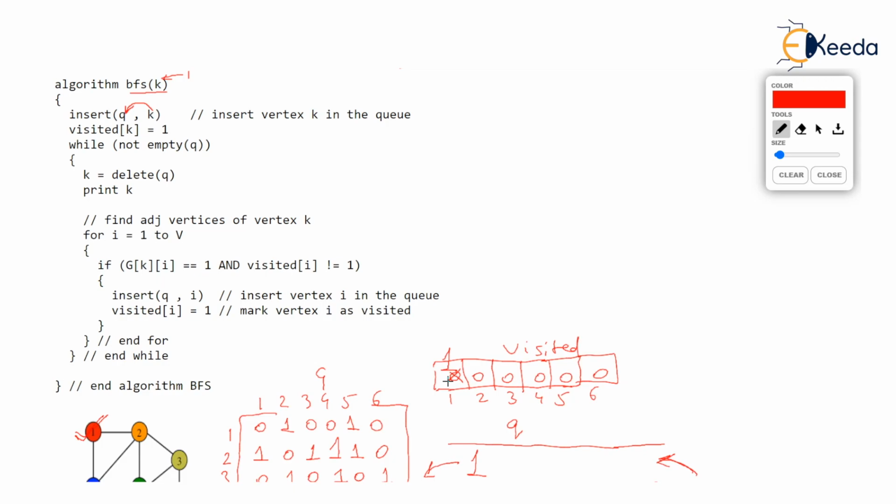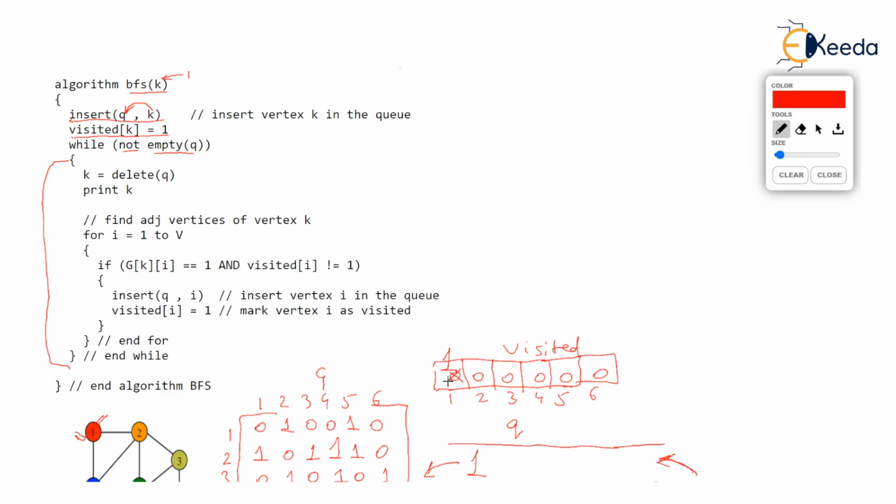Okay, so we have finished with inserting the initial vertex in the queue. We have finished with marking that vertex as visited, and now the entire BFS is controlled by the while loop. This while, as you see, will continue as long as the queue is not empty. So the while will break when the queue becomes empty. Notice that the queue is not empty at the moment. It was empty, but we inserted the initial vertex k in the queue. So now the queue is not empty, hence the while will continue.